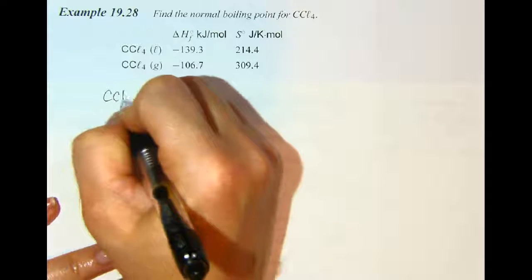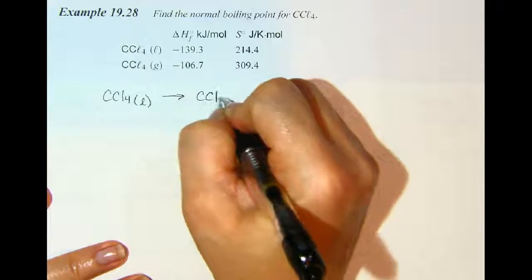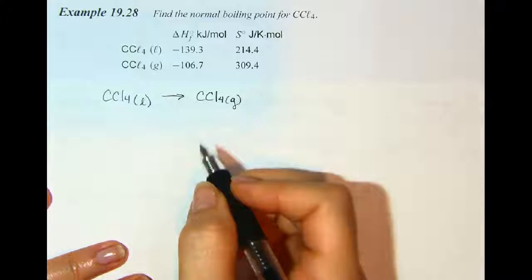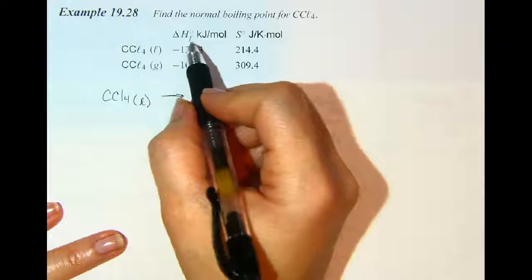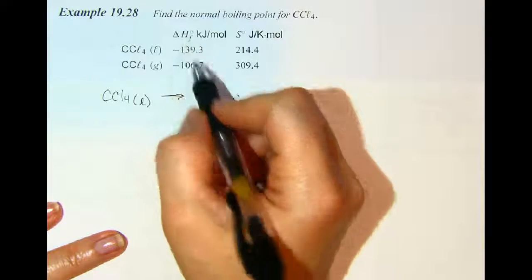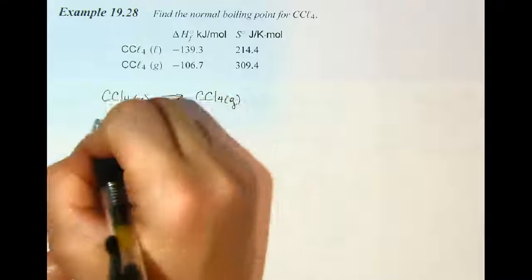So we'll have carbon tetrachloride as a liquid convert to carbon tetrachloride as a gas. We're going to need an equation so that we can determine the delta H of reaction using the formation values and the S of reaction using the formation values. So let's go ahead and do that.